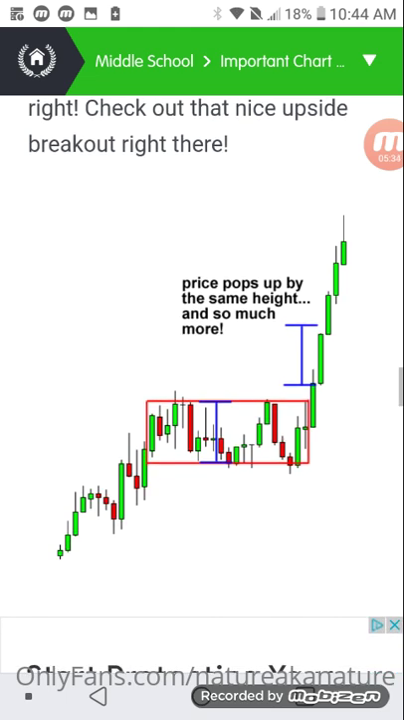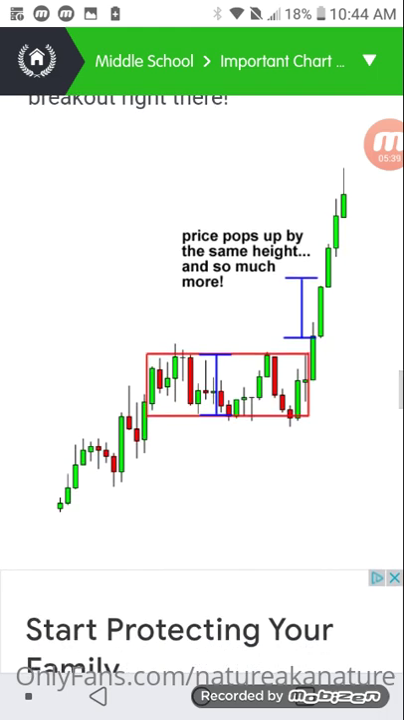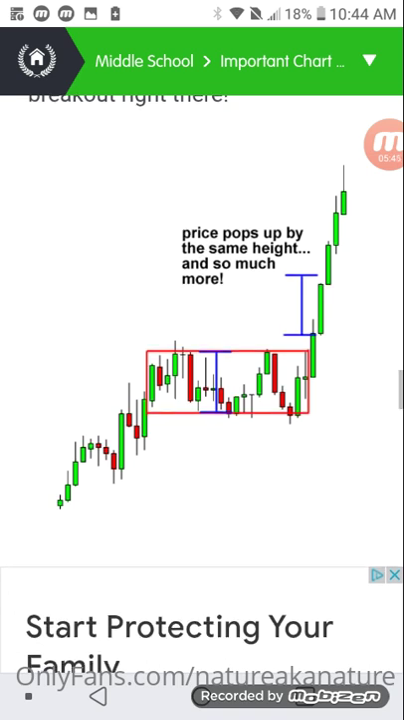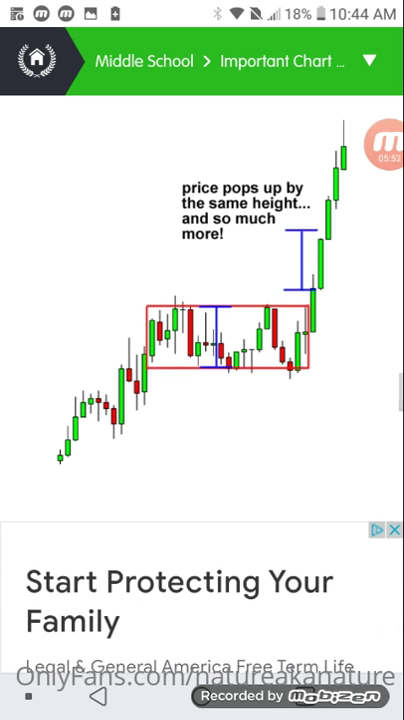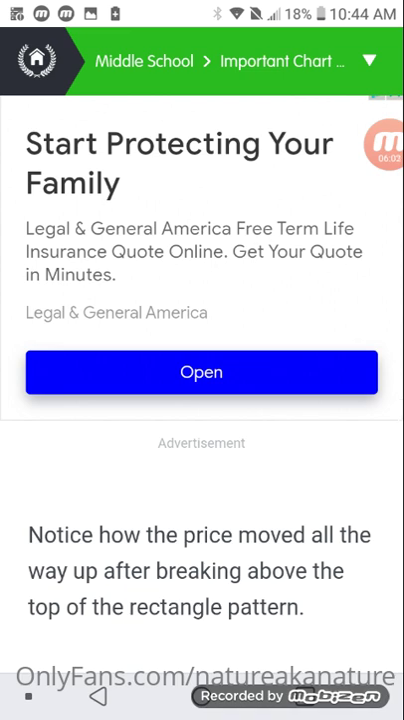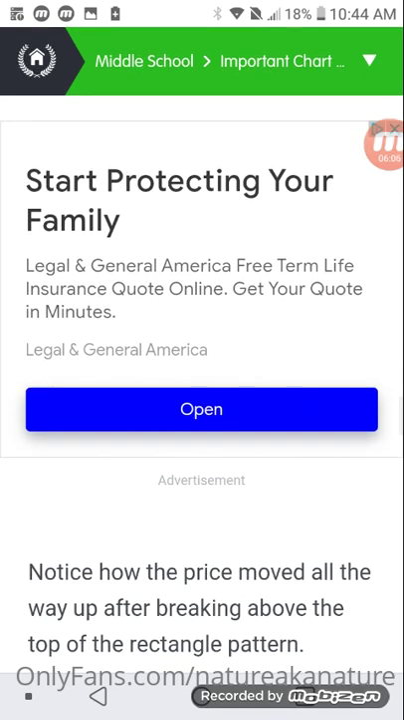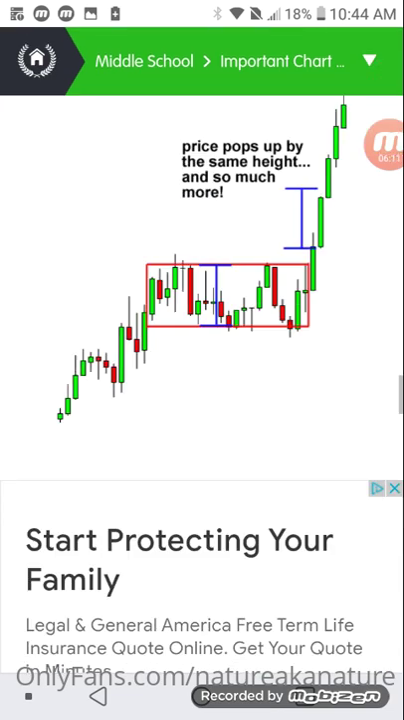Okay, so a bearish rectangle formation is found after a period of consolidation. A bullish rectangle formation is found after a bullish trend consolidation period, and then it continues and moves the same height of the previous bullish rectangle box once it breaks. Okay, so notice how price moves all the way up after breaking above the top of the rectangle pattern. It continues to move up. Don't be greedy though. Get your profit and get out of the trade.